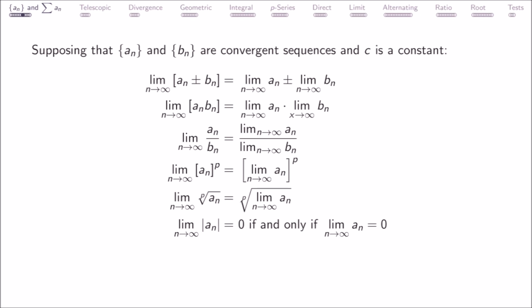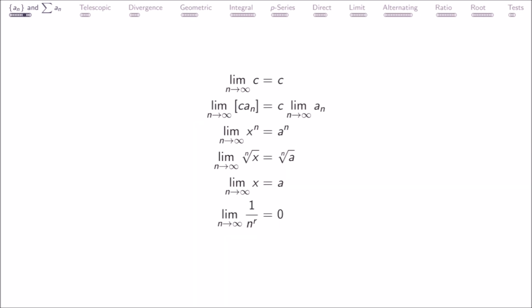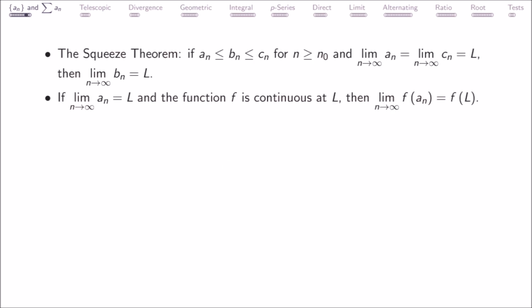Supposing that these are convergent sequences and c is a constant, we get this and this. The squeeze theorem. In essence, when a sequence lies between two other converging sequences with the same limit, it also converges to this limit.